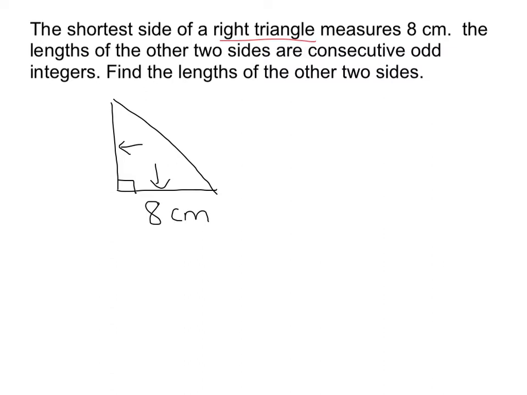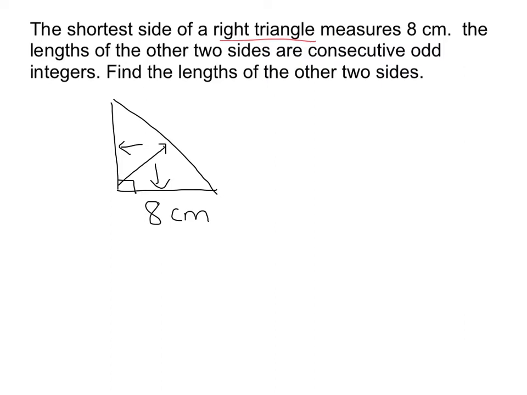The lengths of the other two sides are consecutive odd integers. Now, the question is, which one is which? Well, the hypotenuse is always going to be the longest side. The hypotenuse is the side that's opposite of the right angle. This is always going to be the longest side.